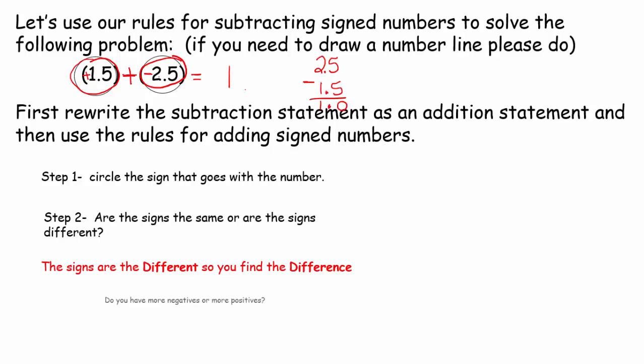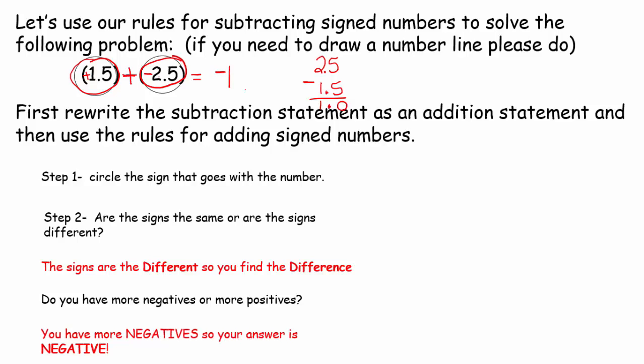Now I have to decide, what do I have more of? Well, I have a positive 1.5. I have negative 2.5, so I have more negative, so my answer will definitely be negative. You have more negatives, your answer is negative. So again, there's our scratch work off to the side, finding the difference, and our final answer is negative.